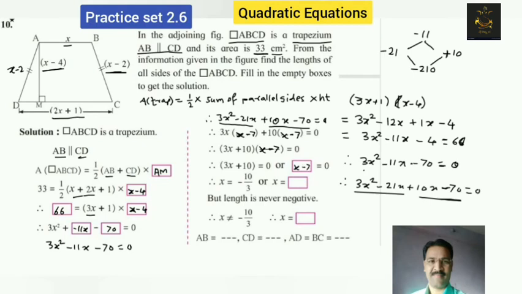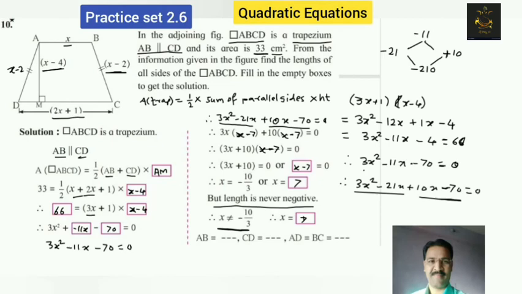So 3x is equal to minus 10, and afterwards 3 comes to this side, that is minus 10 upon 3, and here x equals 7. But the length can never be negative. X means what? The length. That means x is never negative, therefore x is not equal to minus 10 upon 3. So therefore x will be 7. Like this we can write here now.